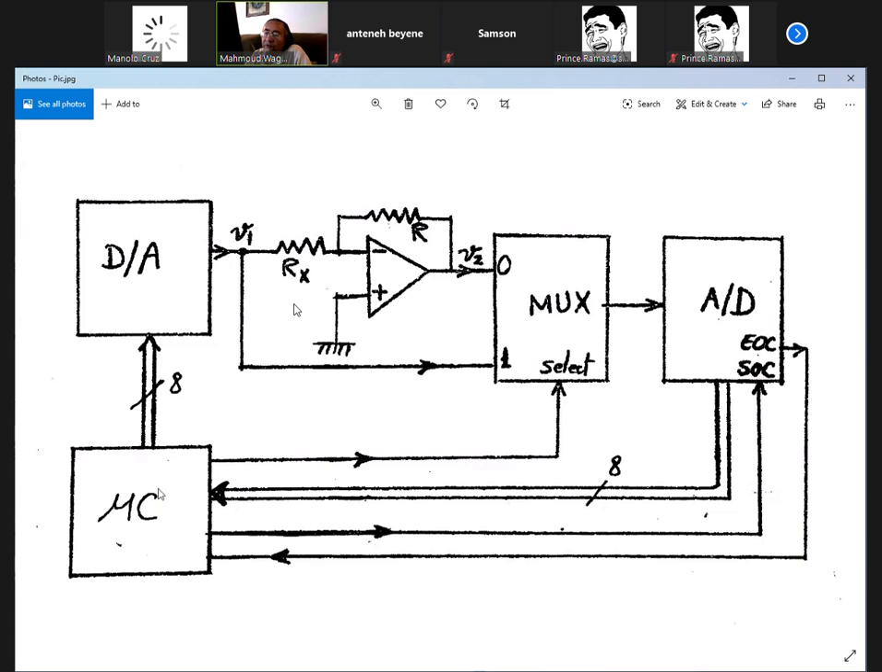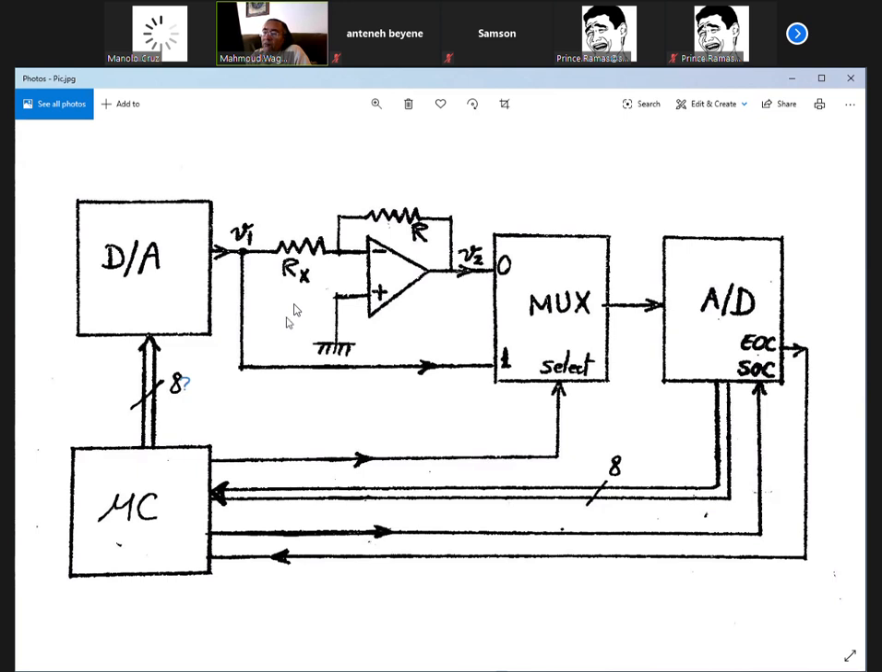You can send the data from here to the D to A converter. You're going to send the digital, it is going to convert it to analog. So you're applying an analog voltage here at the input of this amplifier. You're going to read that voltage here by the mux. So the voltage here is going to depend on that resistance, right? Because the ratio between V2 and V1 is equal to R over Rx. So if we know R already, then we're going to determine Rx.